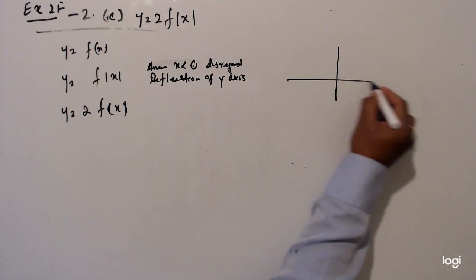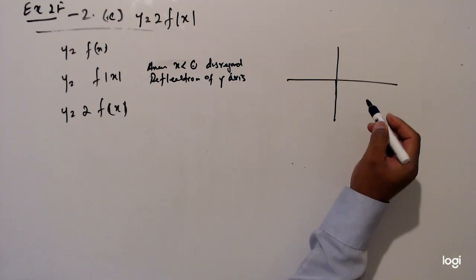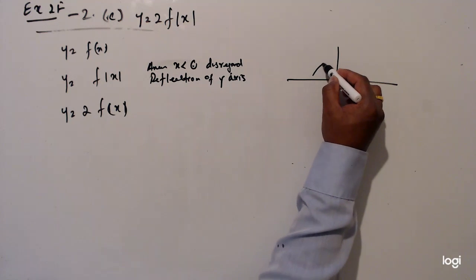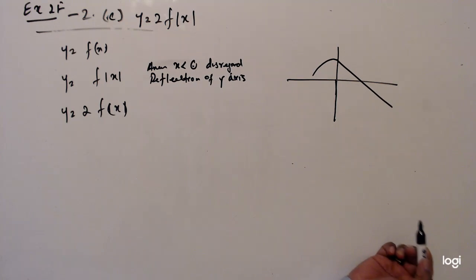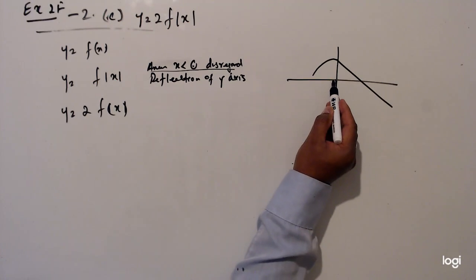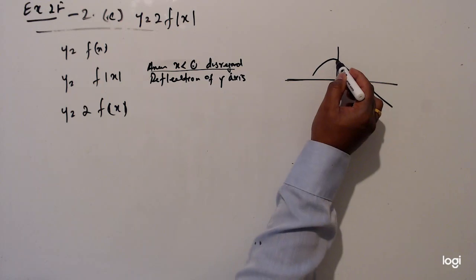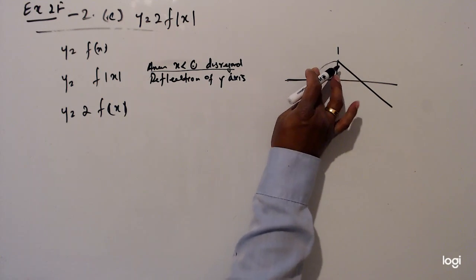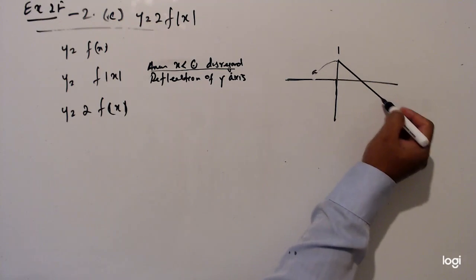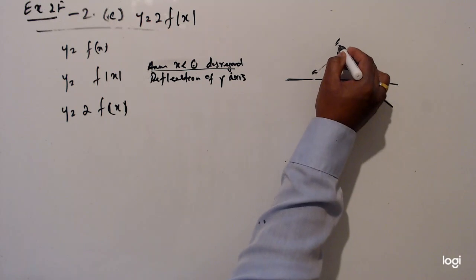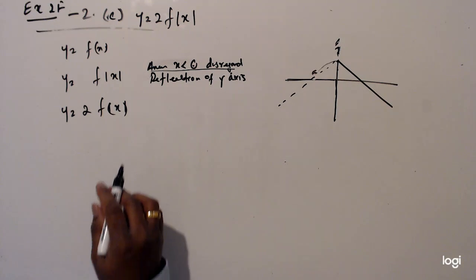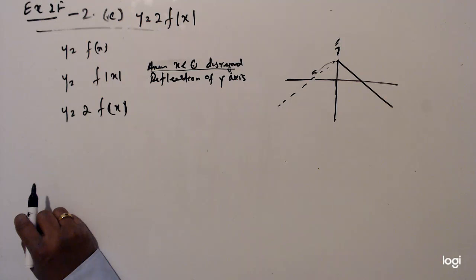Now if we have a graph like this, the area where x is less than 0, this part of the graph we have to disregard. And then the rest of the graph is reflected in the y-axis. That is the task of a mod inside the function.